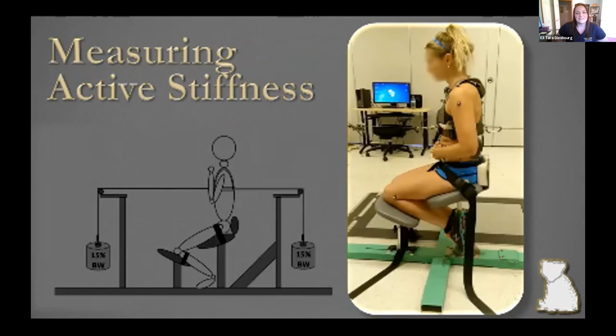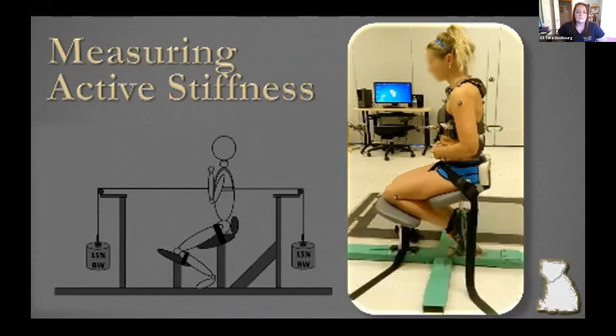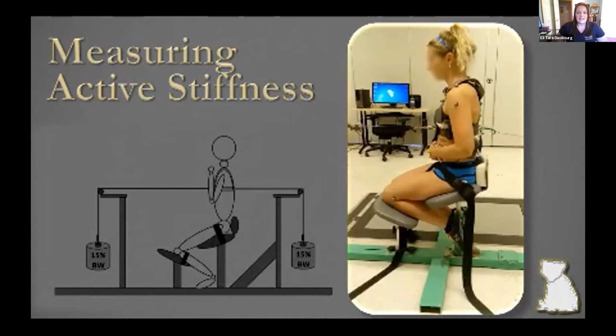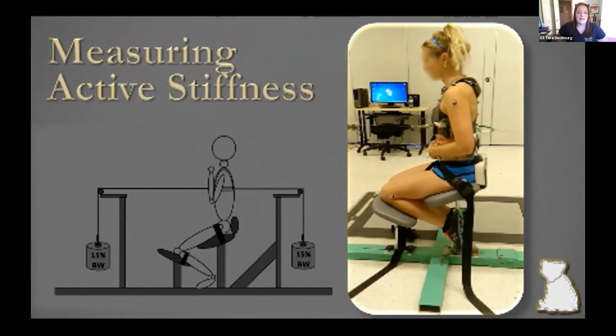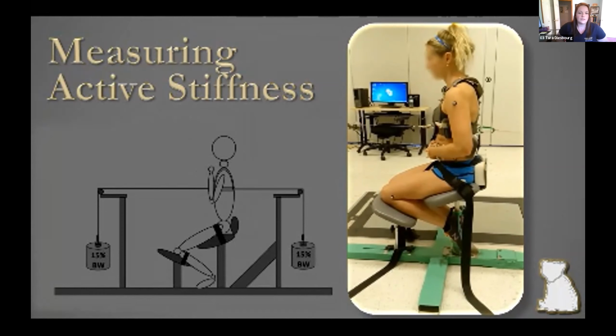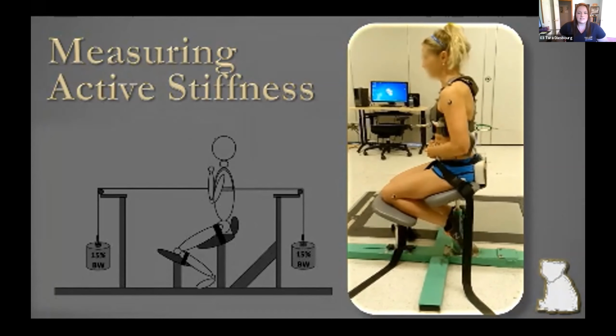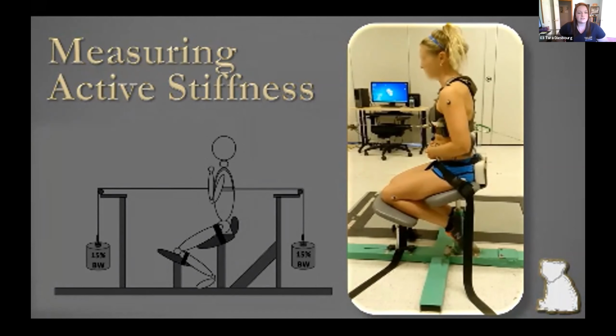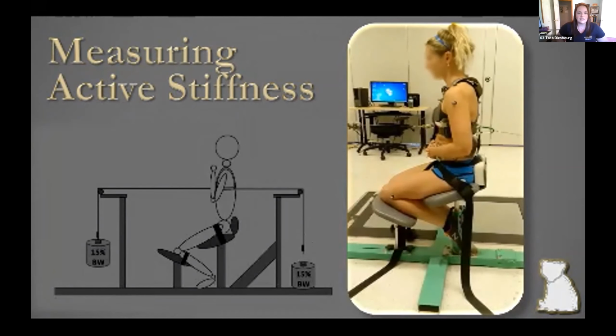So to measure active stiffness in this study, we used a custom-built apparatus which placed the participant in an upright, semi-seated position. 15% of their body weight was suspended from the front and back of a harness at the approximate height of their center of mass. At a random time, the weight suspended from the back of the harness was dropped, leaving the suspended weight in the front to pull the participant forward. The participant was instructed to sit as relaxed as possible prior to the perturbation and then return to neutral as quickly as they could after feeling the tug.